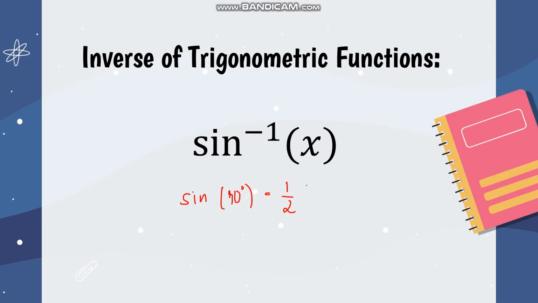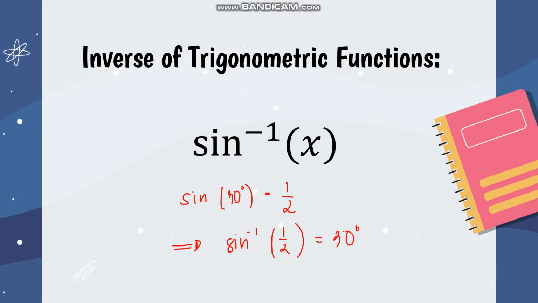Now, if we are dealing with inverse of trigonometric functions, it will now be the other way around. Instead of solving for the trigonometric value, which is 1/2, this will now be the given, and what we want to solve for is the angle that will lead us to this particular value. So if we're getting the inverse of sine of 1/2, we want to identify what angle will give us the sine of 1/2. So our answer here is 30 degrees.